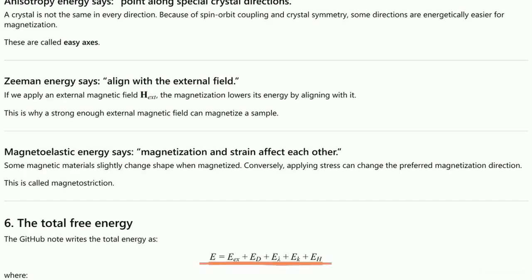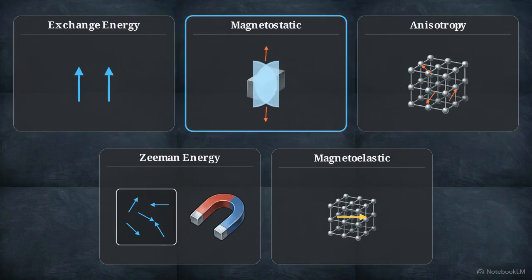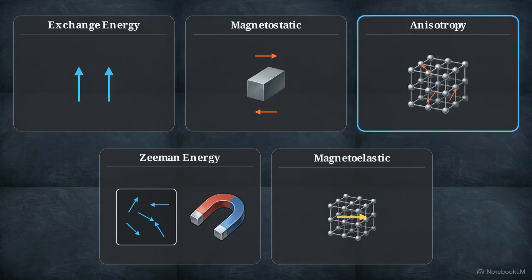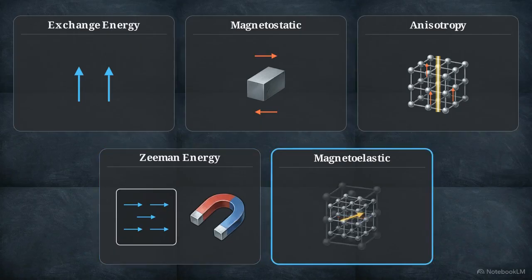This equation shows the total magnetic free energy functional. The structure of a magnet is determined by 5 competing penalties. Exchange energy wants alignment. Magnetostatic energy wants to minimize stray external fields. Anisotropy prefers specific crystal directions. The Zeeman term aligns the field with external forces, and the magnetoelastic term couples the magnetic state to physical strain.